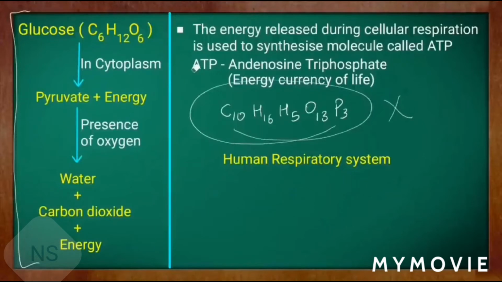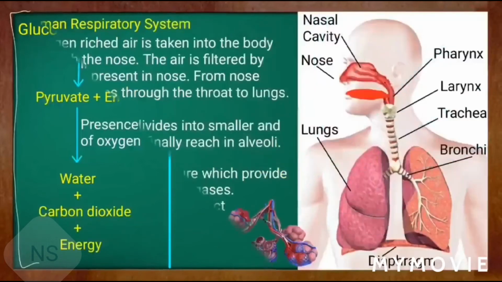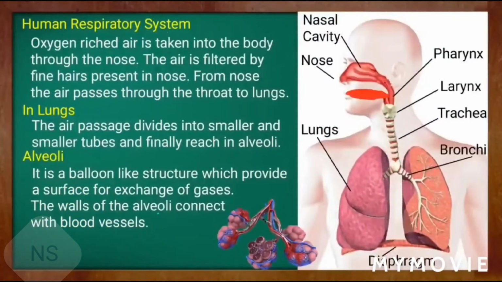And whenever our body requires energy, that ATP gets broken down into ADP, and energy will be released in the form of a phosphate bond. ADP is nothing but adenosine diphosphate. Further, if our body demands energy, that ADP will get further broken down into AMP, adenosine monophosphate. Whatever the energy that is released during cellular respiration, it will be used by our body to synthesize a molecule called ATP. Remember this, students.